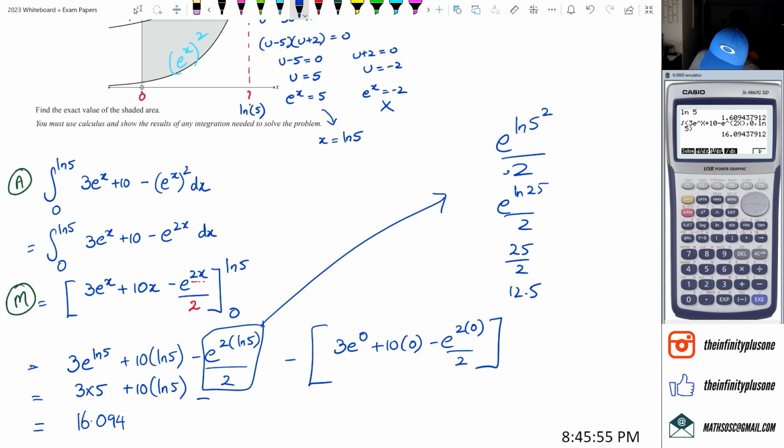So they go minus 12.5 minus, now 3e to the 0 is just 3, 10 cancels out because it's a 0, and then you're going to get 3 minus a half, and that's how you get that 2.5 minus 2.5, and then eventually all you're left with is just 10 ln of 5, which is the same as 16.094.